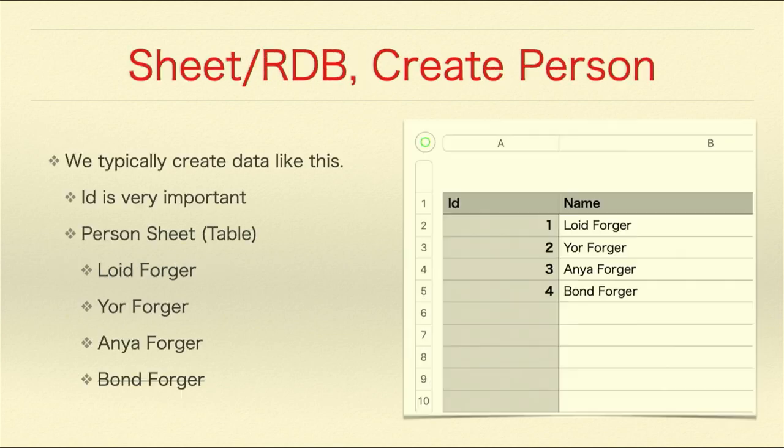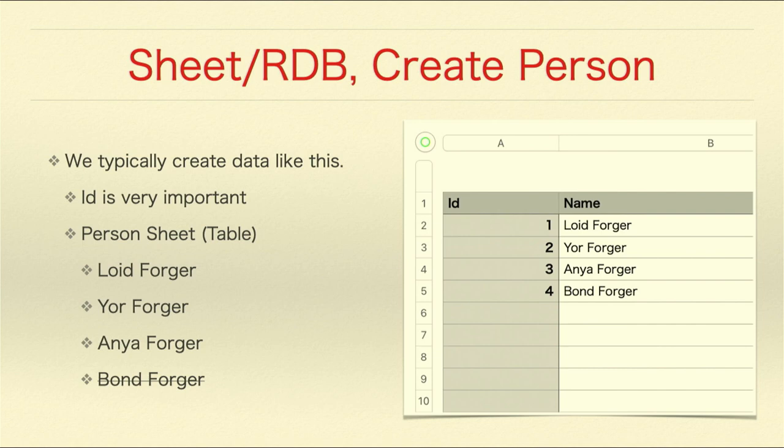By RDB or a spreadsheet, we typically create data like this, ID number and the name. Are you familiar with this sheet? Yeah. ID is very important in the RDB world. So I put in just four data. One is the father, Loid Forger, and Yor Forger, Anya Forger. I created a person sheet, okay?